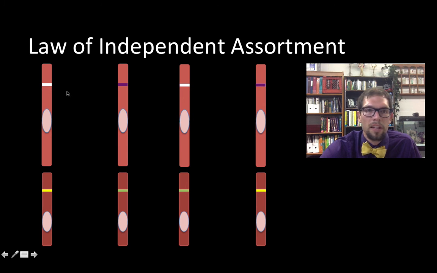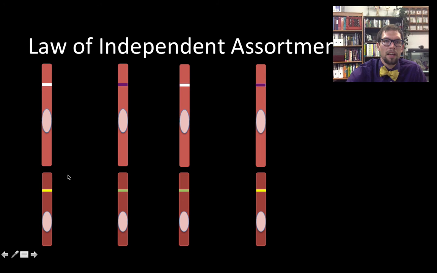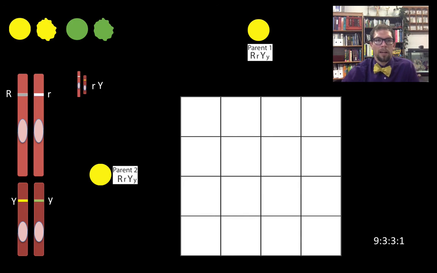Now remember, these are the same gene up here, but they're different genes from over here. So this could be a gene for eye color, and this could be a gene for hair color, for example. So let's look at the law of independent assortment in action.